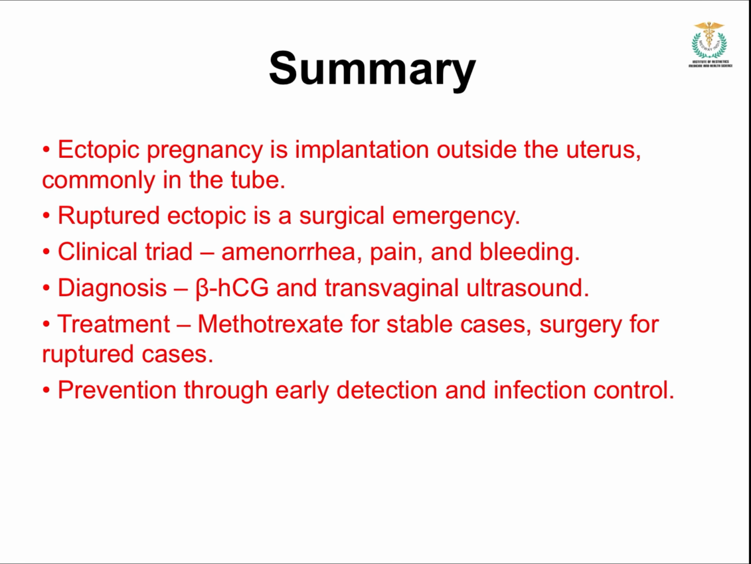Let us summarize today's topic. Ectopic pregnancy, as we have discussed, is an implantation outside the uterus, commonly in the fallopian tube. The clinical triad is amenorrhea, pain, and bleeding, but the presentation may vary. Transvaginal ultrasound and serial serum beta HCG are very important diagnostic tools in ectopic and ruptured ectopic pregnancies.